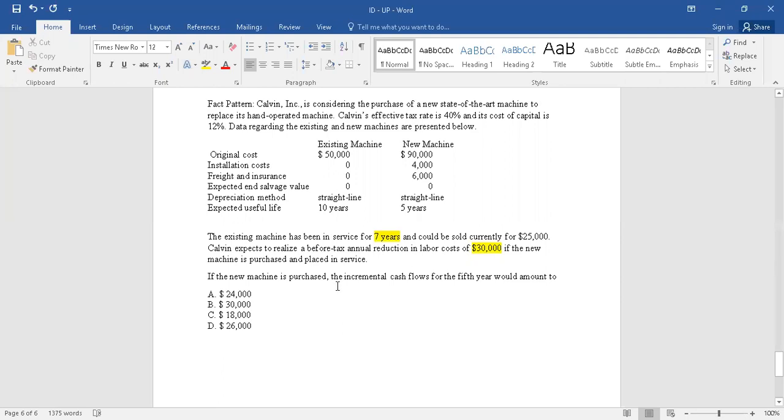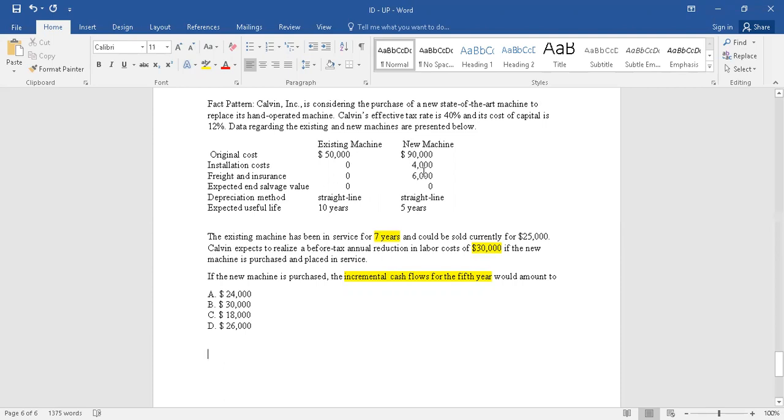The question says, if the new machine is purchased, we are asked to calculate the incremental cash flow for the 5th year. Incremental is when there is a change in the cash flow because of a decision. The decision is about replacing the existing machine with the new machine. Now the life of the new machine is 5 years. The remaining life of the existing machine is only 3 years, 10 years out of which 7 years is already done. The balance of it is 3 years.